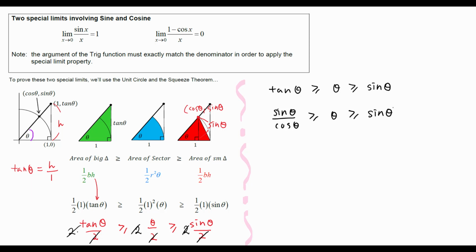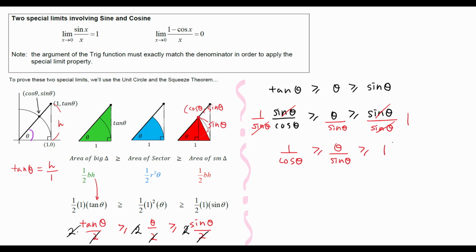Now you can divide everybody by sine theta. Since we are looking at theta in the first quadrant, sine theta is positive, so it will not change the inequality. And now you have 1 over cosine theta greater than or equal to theta over sine theta, greater than or equal to 1.